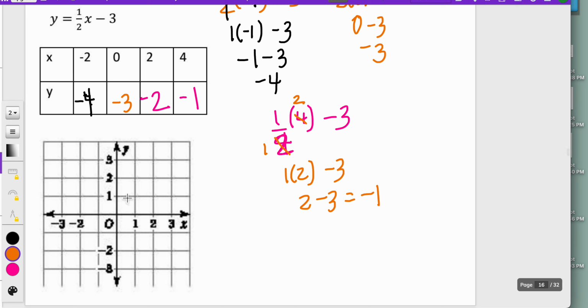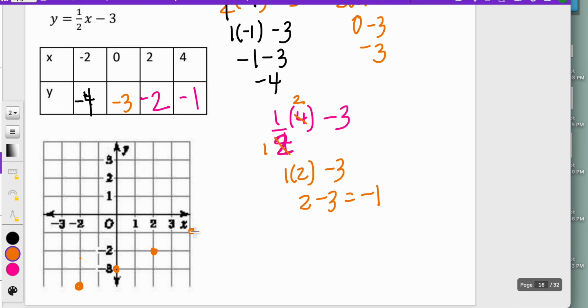Then we're going to plot the points. So the first one is -2, -4, which would be down here, 0, -3, 2, -2, and 4, -1. So we're making a nice straight line here, okay?